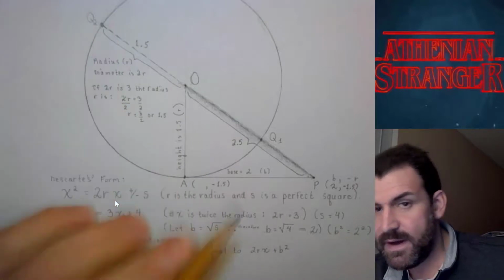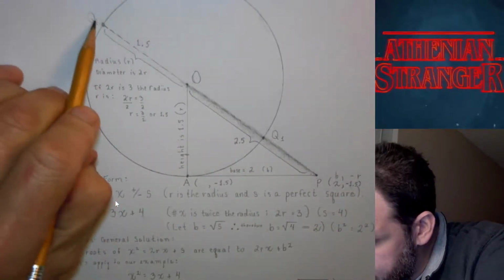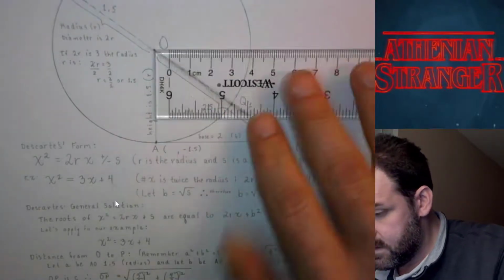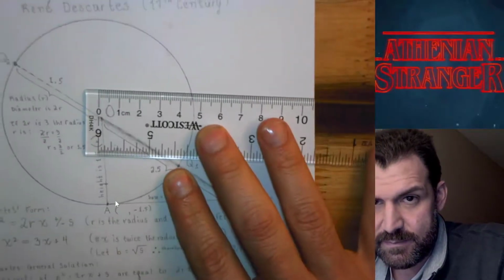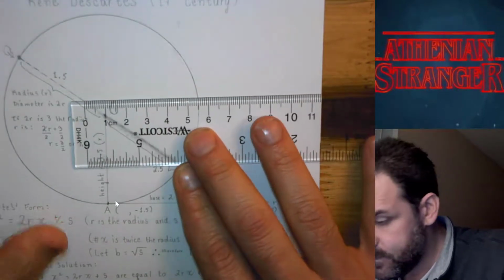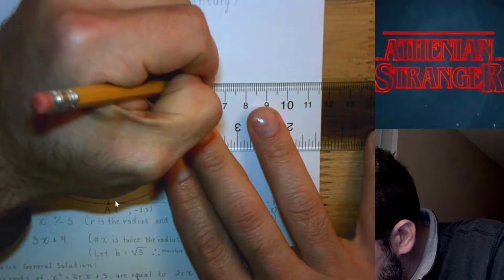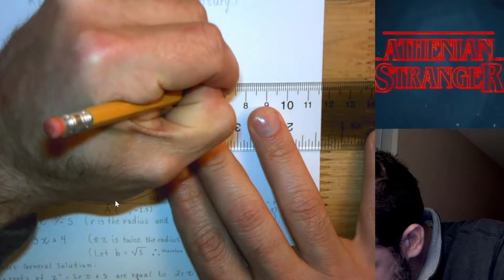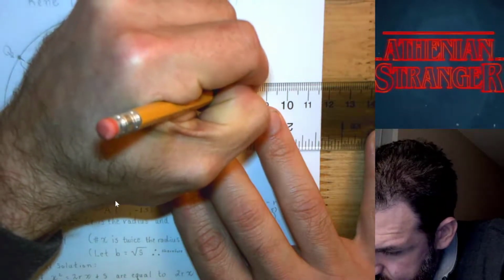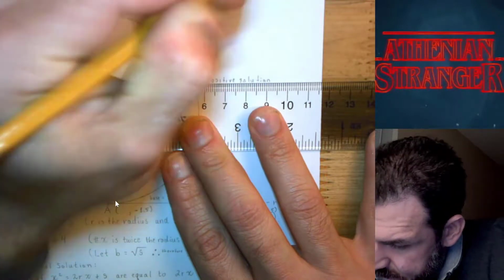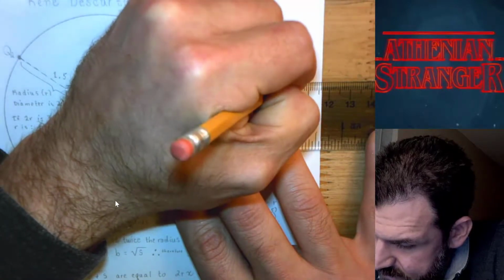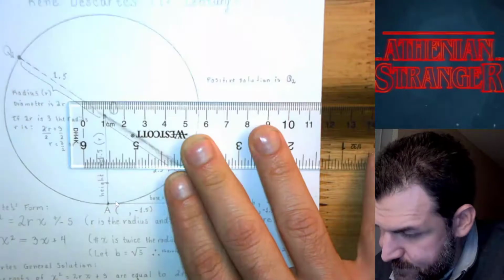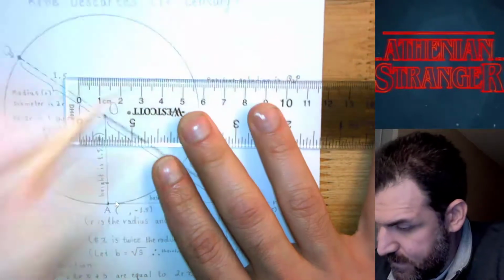So one of our solutions, the positive solution, is the distance from Q2 to P. So let's write down here. Let me write it where I can keep the circle visible. So the positive solution is the distance from Q2 all the way to P. It's that distance right there, okay?